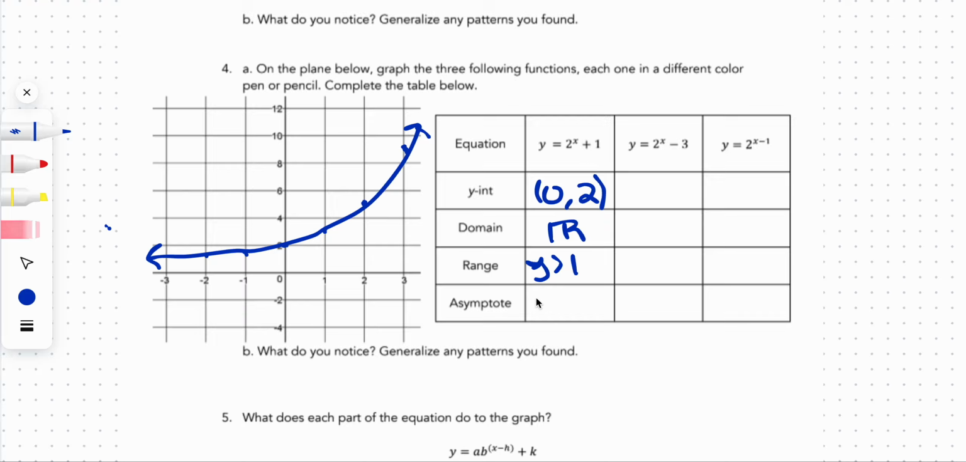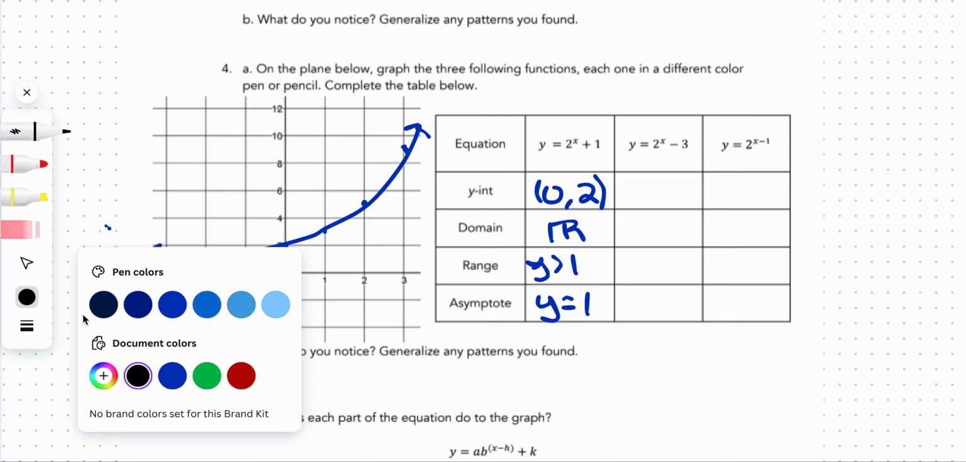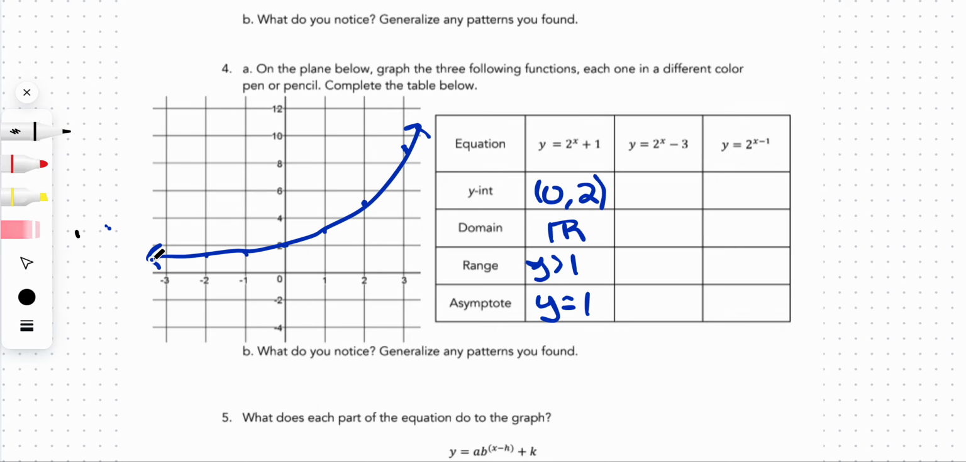And so our asymptote, what are we approaching? We're approaching this line, y equals 1. This is going to be super hard, but if we create almost like a dotted line across here, I'm not going to actually draw it, it's going to approach it, but it's never going to actually reach it. And so that's what we define an asymptote as.